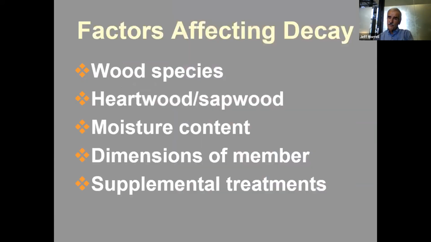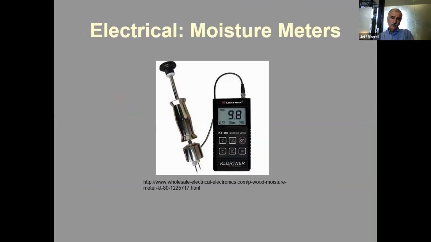So there are lots of things that affect that. Wood species is the major one. We have heaps of species that are very resistant to decay and insect attack. That's only in the heartwood. So we have heartwood and sapwood. If you have a lot of sapwood, that wood is more susceptible to decay. The moisture content matters depending on the fungus. Dimensions matter because a big piece of timber will tend, once it gets wet, to stay wet longer than a small piece of timber that will dry out fairly quickly. And then we have supplemental treatments. I'll go really quickly through this.